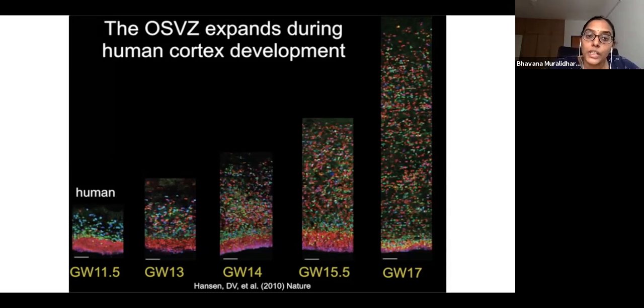Besides that, people are still trying to understand what are the differences between these kinds of movements, or between the apical radial glia and the OSVZ cells.